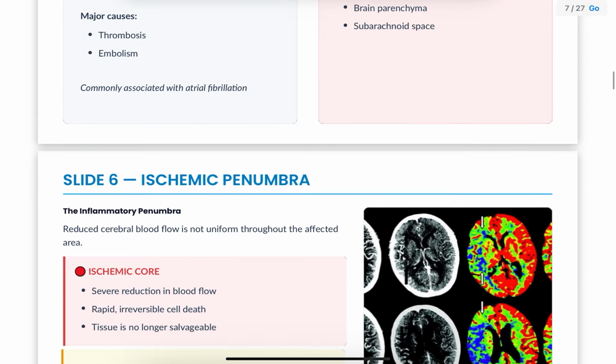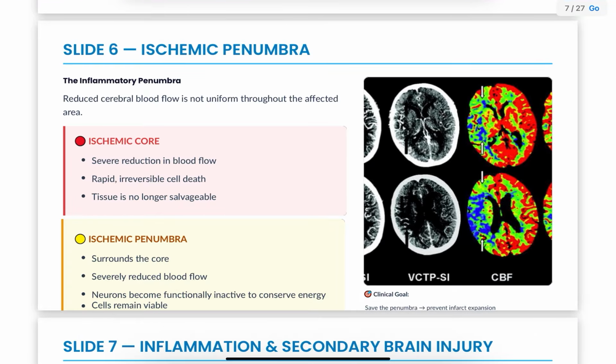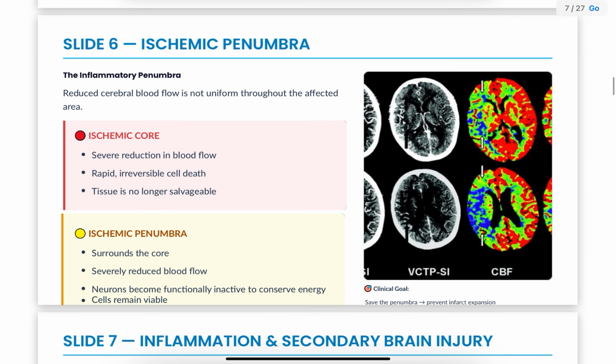So now let's move on to the next slide. Now we need to look at what actually happens inside the brain during an ischemic stroke. Ischemic, we said we have two types, yeah? The reduction in blood flow is not uniform throughout the entire area. Instead, we can think about two important regions here, the ischemic core and the ischemic penumbra.